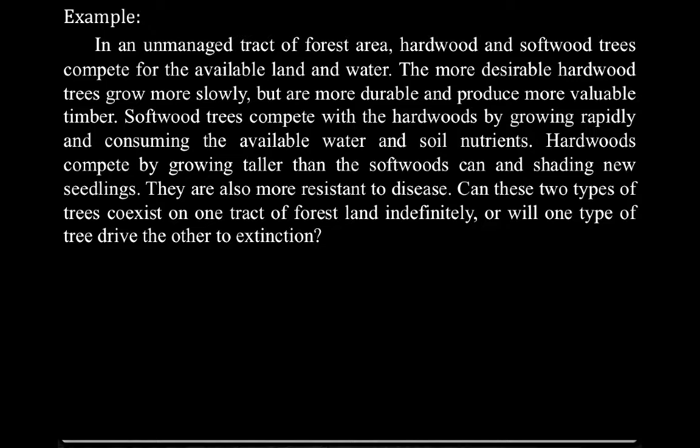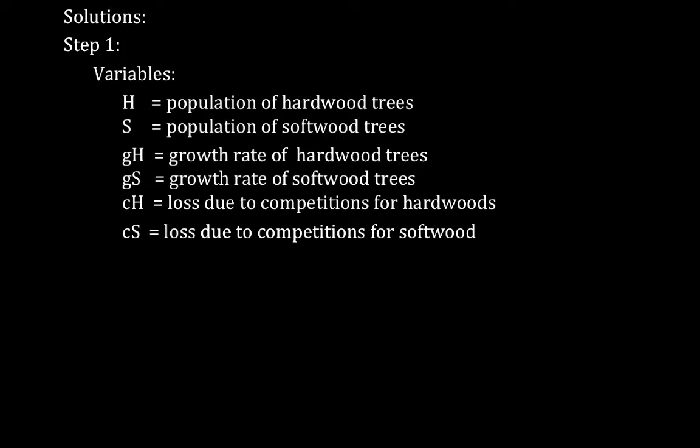Can these two types of trees coexist on one tract of forest land indefinitely? Or will one type of tree drive the other to extinction? Okay. We will use the 5-step method for this problem. Step 1 is to define variables and assumptions, then decide the objectives. Let me go to step 1 and define the variables.